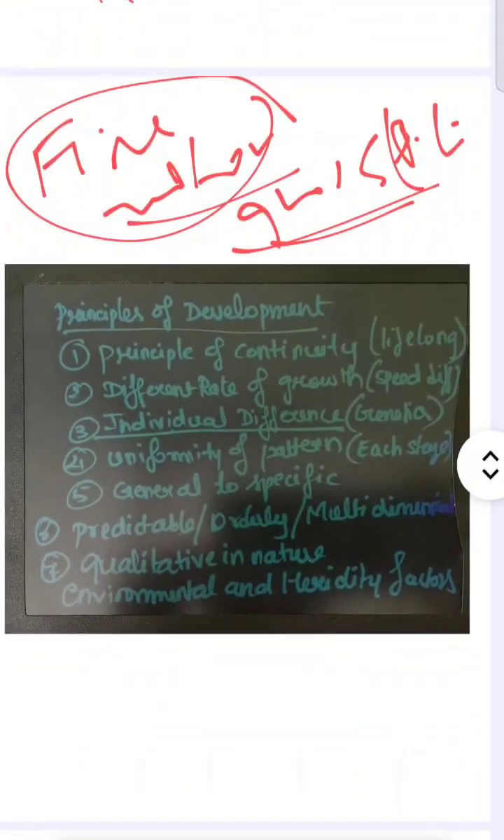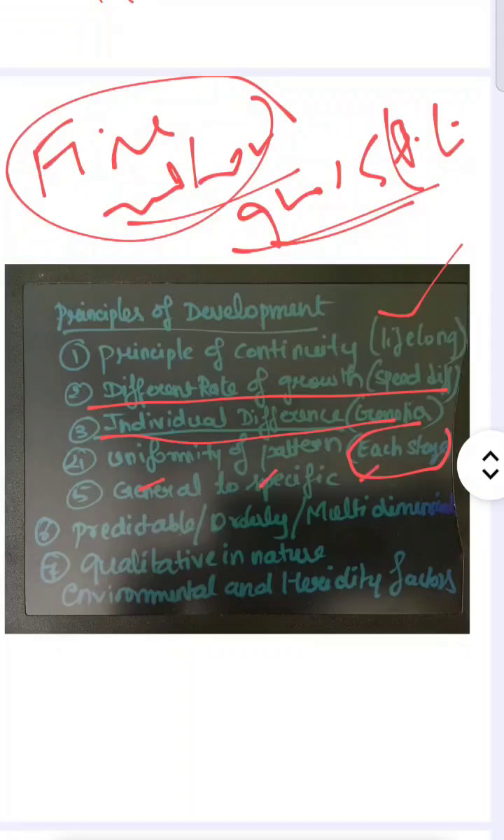The principles of development are that it is a continuous, lifelong process. There is a different rate of growth, that is, the speed is different among individuals. So in an inclusive education class or in any classroom, the students each will have individual differences, and we should respect those individual differences. But the pattern is uniform. That is, each stage or step will show a similar pattern of changes, and it starts from general to specific. It's predictable, orderly, and multidimensional.